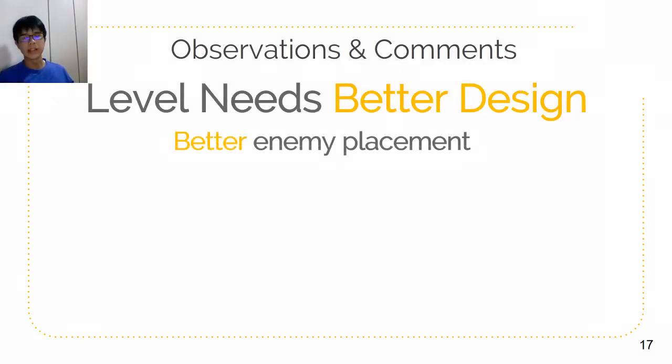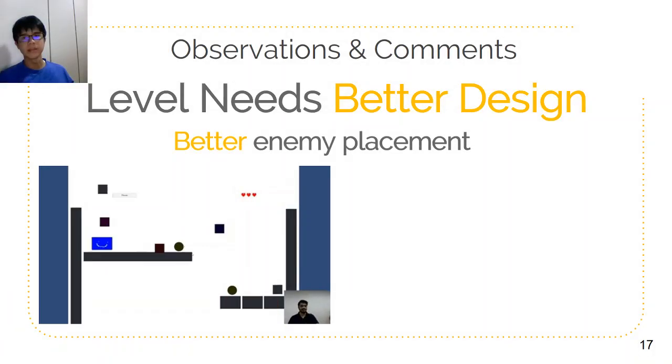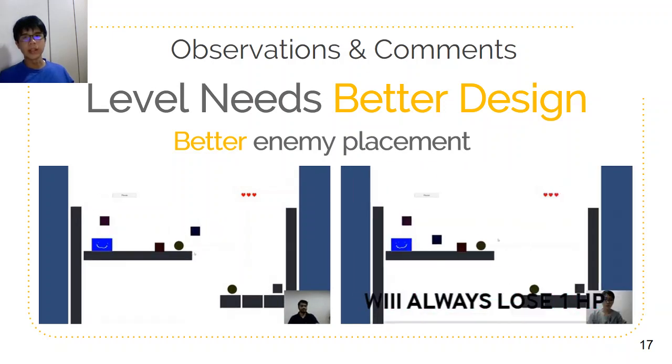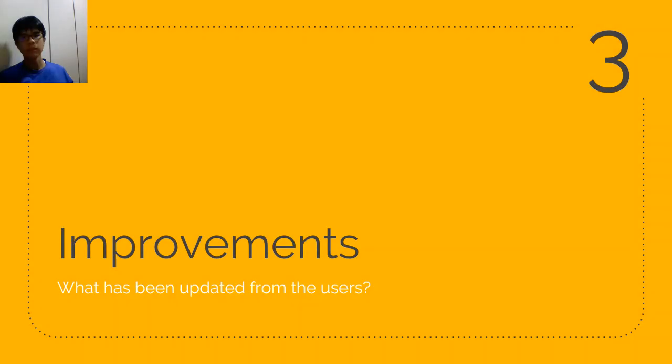There also needs to be better enemy placement. As seen, the playtester lost some of his HP very quickly. This is not intended and needs to be fixed. Also, the playtesters will always be unable to dodge the enemy and will always lose 1 HP. I will now explain the improvements that I have made.